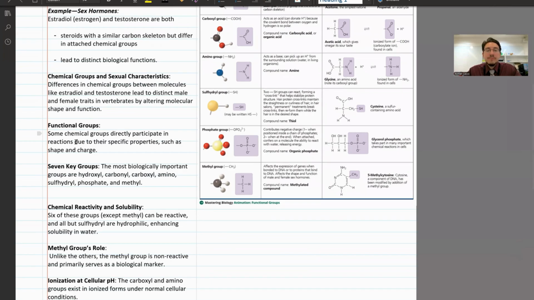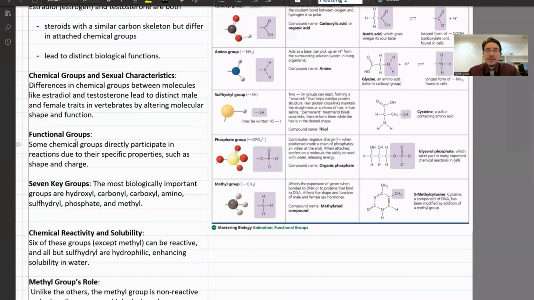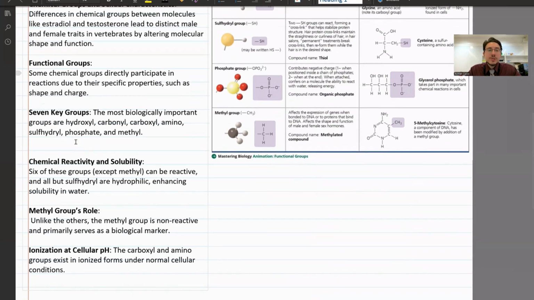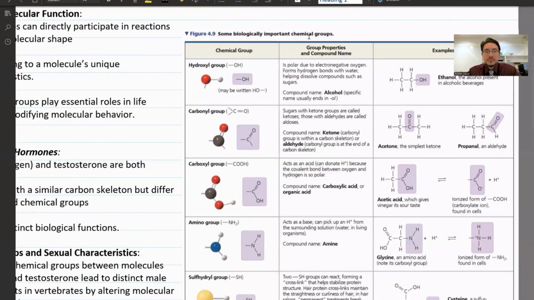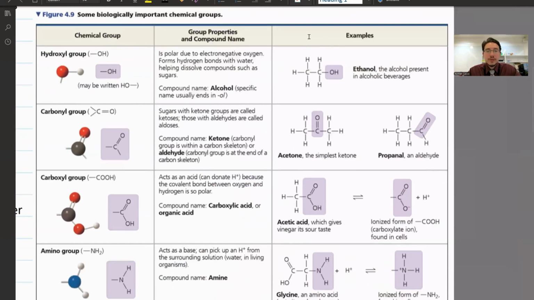Okay. So these chemical groups, they're often called functional groups, right? Because they can participate in chemical reactions. Okay. There's 7 key groups. You should start to familiarize yourself with them. You should memorize them, actually. The most biologically important, you have the hydroxyl groups, the carbonyl groups, the carboxyl groups, amino, sulfhydryl groups, phosphate, and methyl groups that you see here in this table. Okay. You should memorize. You should be able to identify them, right? If you see a visual there.